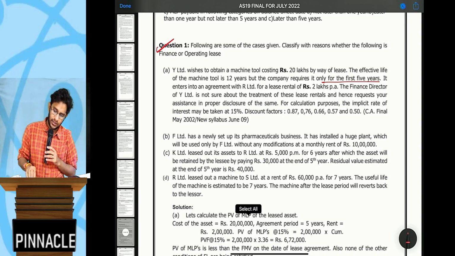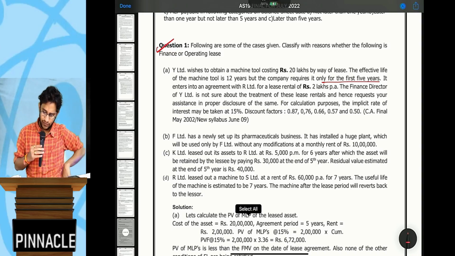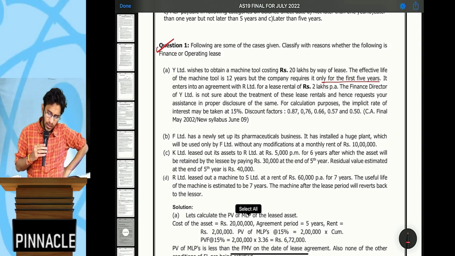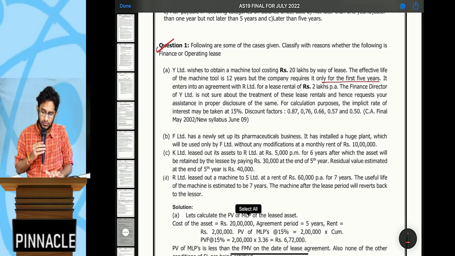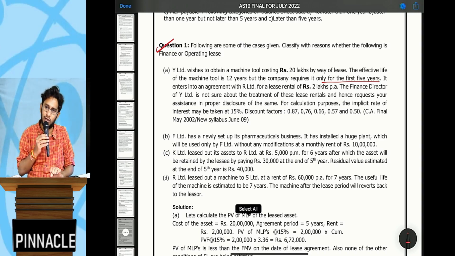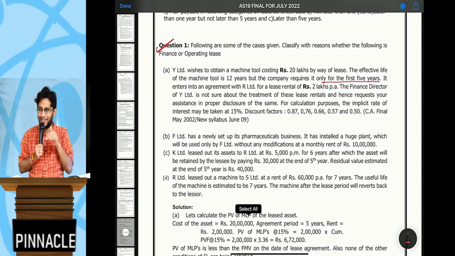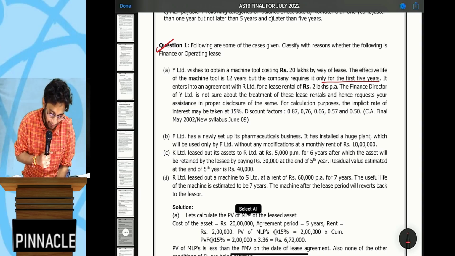Leave it. It enters into an agreement with R for a lease rent of 2 lakhs per annum. The finance director of Y Limited is not sure about the treatment of the lease rents and hence requests your assistance in proper disclosure for the same. For calculation purposes, the implicit rate of interest IRIL is 15%. PV factors he only gave you. This is a final question from 12 years back. Today's CA Final law, AS 19 is not there; the only place AS 19 appears is in your exam. So don't think that I am teaching a final question. It is a 12 years back final question and today's IPCC question only. Don't worry. Answer this.